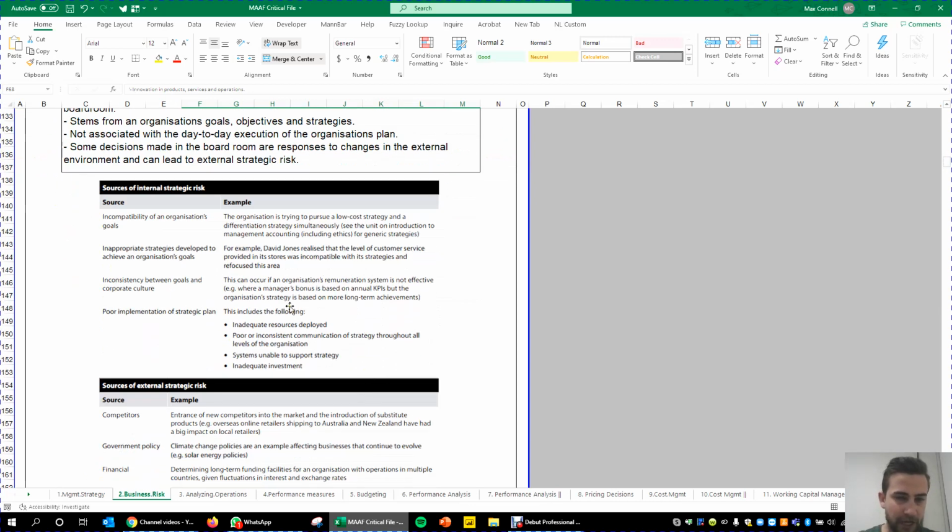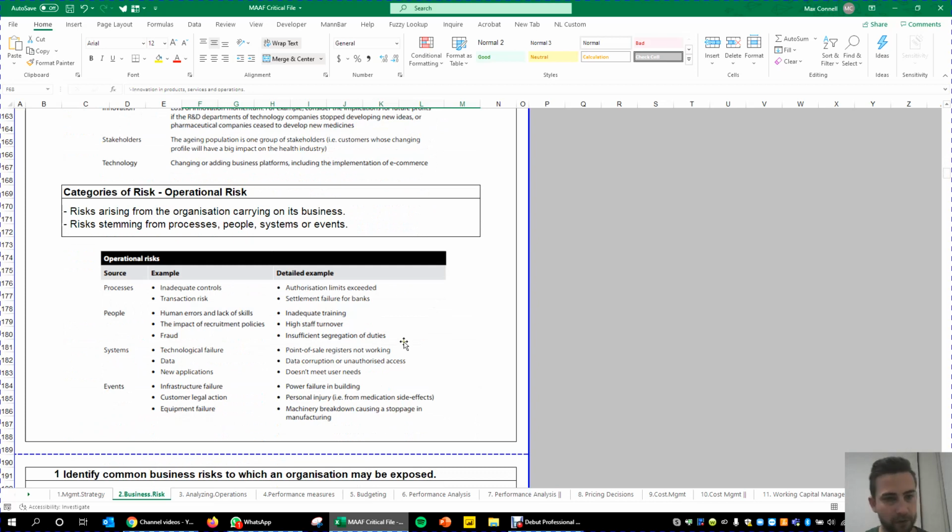Okay, and then we've got some tables in here from the CSG, which gives you some sources of internal strategic risk. And I'm not going to go through these in detail because you don't need to know them. Like I said before, I think it's just important that you understand what the categories of risk are, and then learning by doing lots of past papers how to actually identify it in the question.